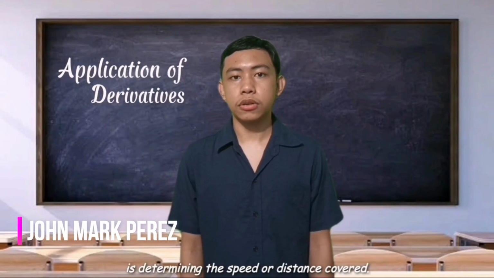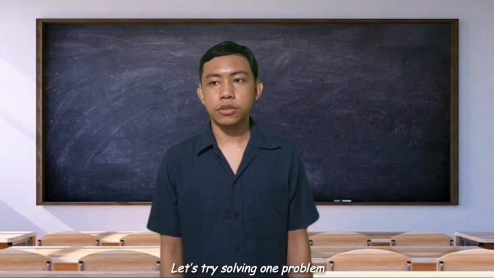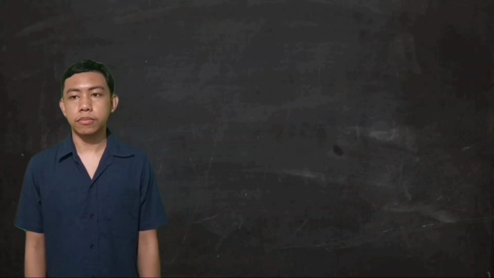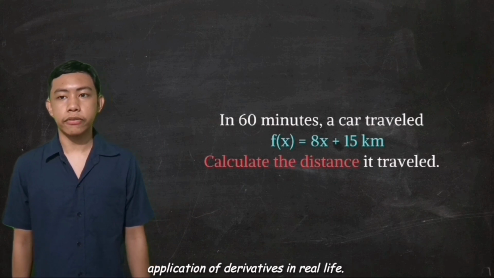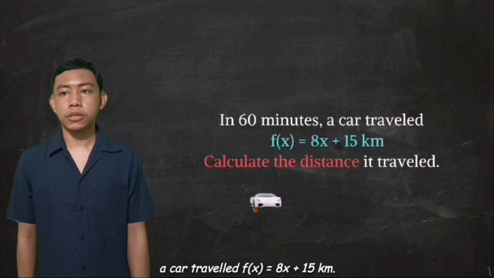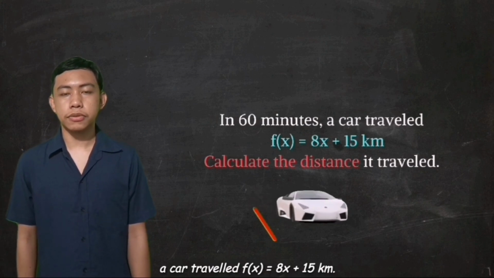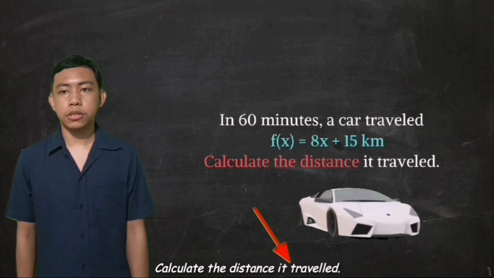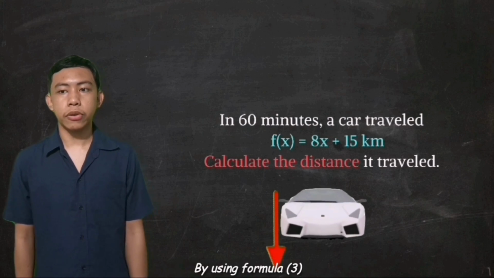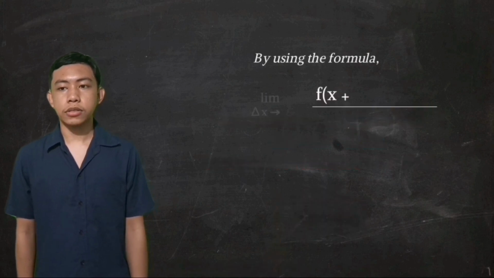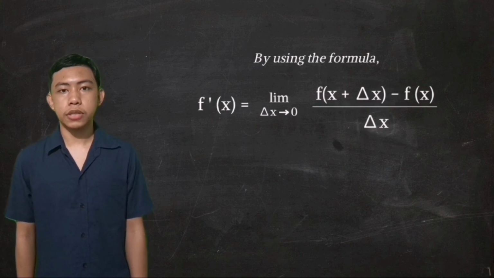One application of derivatives in real life is determining the speed or distance covered. Let's try solving one problem including this application. So here's a sample problem providing an application of derivatives in real life. In 60 minutes, a car traveled f of x is equal to 8x plus 15 kilometers. Calculate the distance it traveled. We can solve it using the increment method by using formula 3. F prime of x is equal to the limit of f of x plus delta x minus f of x all over delta x as delta x approaches 0.